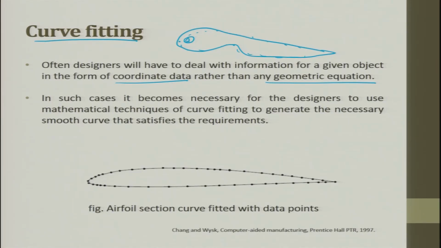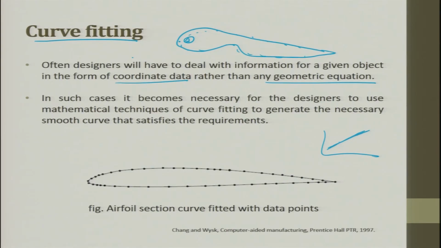So here what we do is we cannot represent this form, which is a biomimicking form, in a geometric form. We always try to take several of these coordinate points, convert these coordinates and then get the value. So in such cases it is necessary for the designer to use a mathematical technique of curve fitting. What is curve fitting? You have several points, pass the curve through, as such you are covering the maximum number of points or closer to the maximum number of points. Curve fitting generates the necessary smooth curve that satisfies the requirement. So curve fitting is something which is very important.